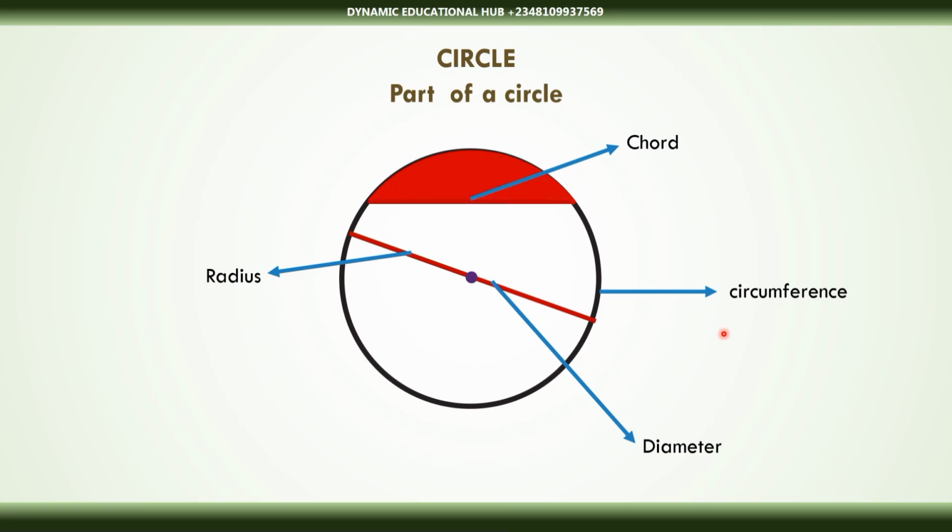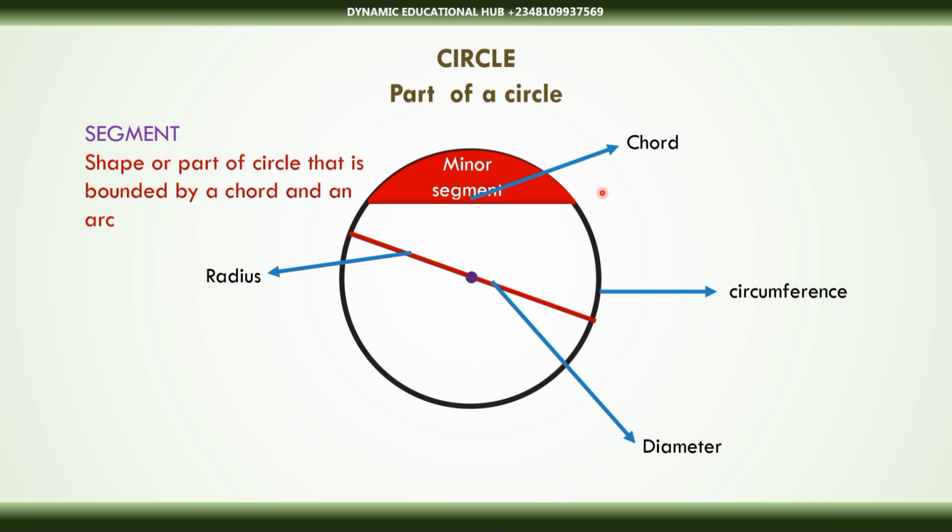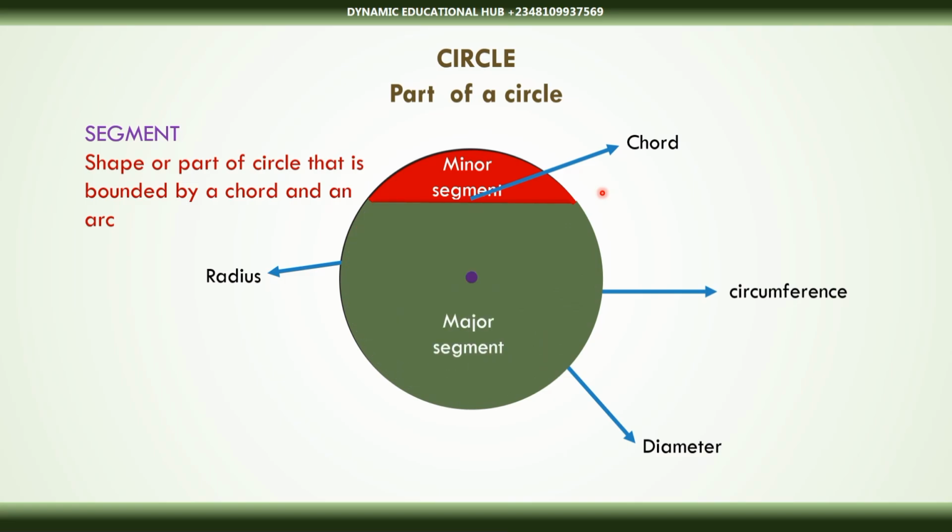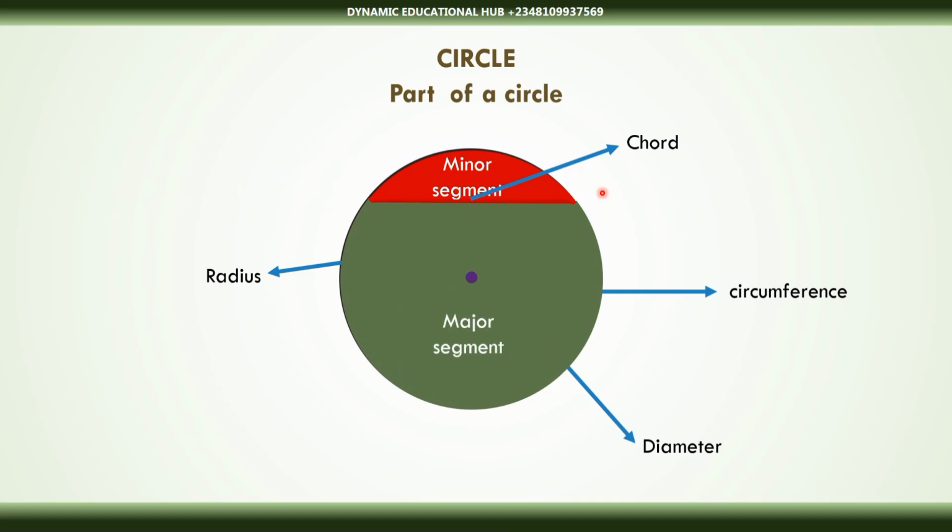The area or plane shape that is bounded by an arc and a chord is known as a segment. A segment is a part of a circle that is bounded by a chord and an arc. Now, we are going to have two segments. Since a chord divides a circle into two unequal parts known as segments, we have the smallest one, known as the minor segment, and the largest one, known as the major segment.